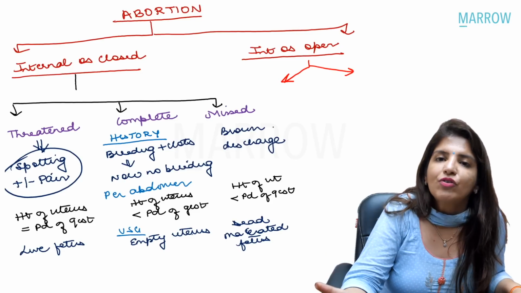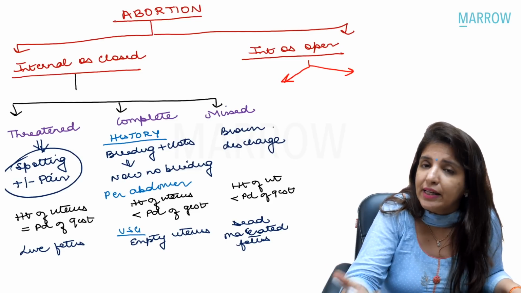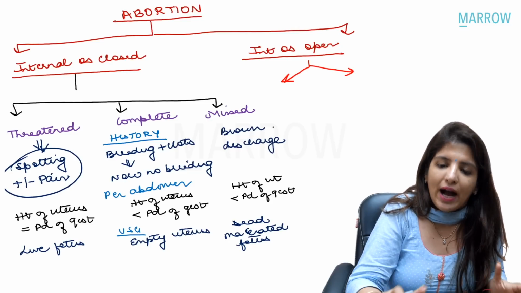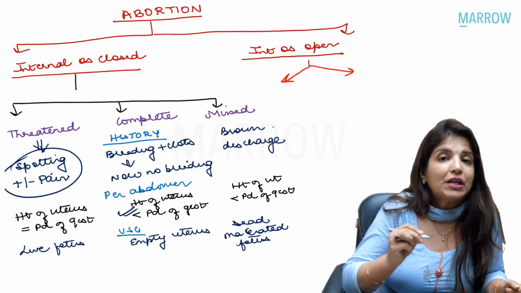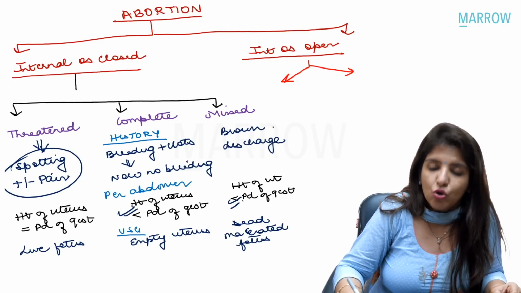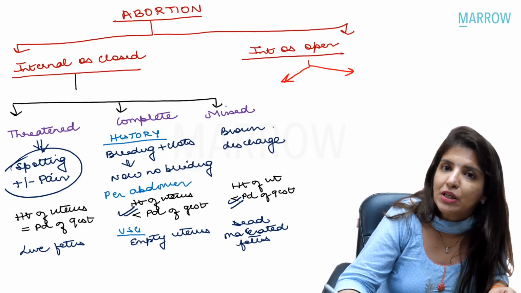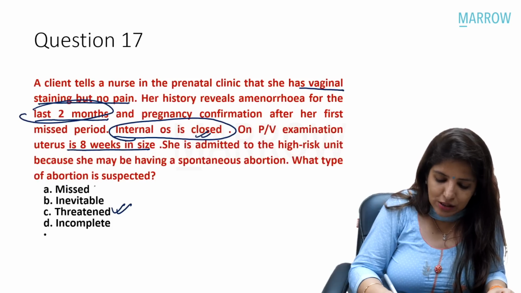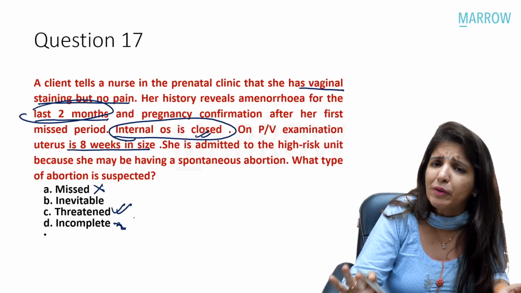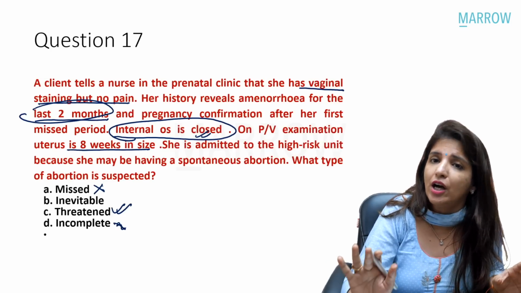Whereas in case of complete abortion, what is going to happen? Because the entire fetus is out, the height of the uterus will be less than the period of gestation. Same is the case with missed abortion. In missed abortion also, the height of the uterus is less than the period of gestation. So that rules out missed abortion, that rules out complete abortion. Right? So this particular case is a case of threatened abortion.